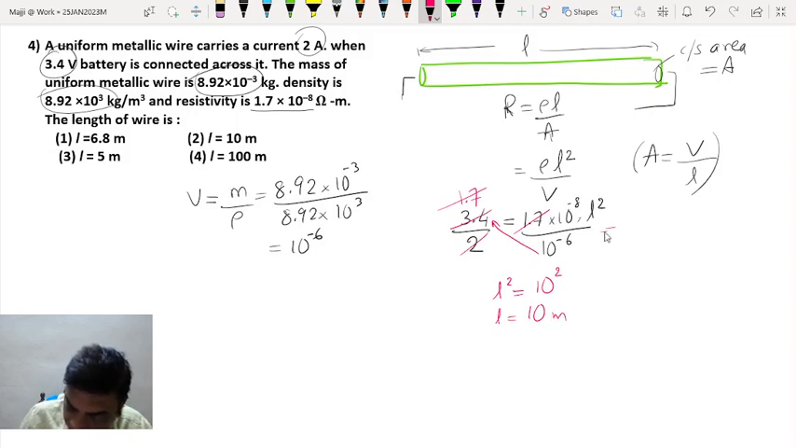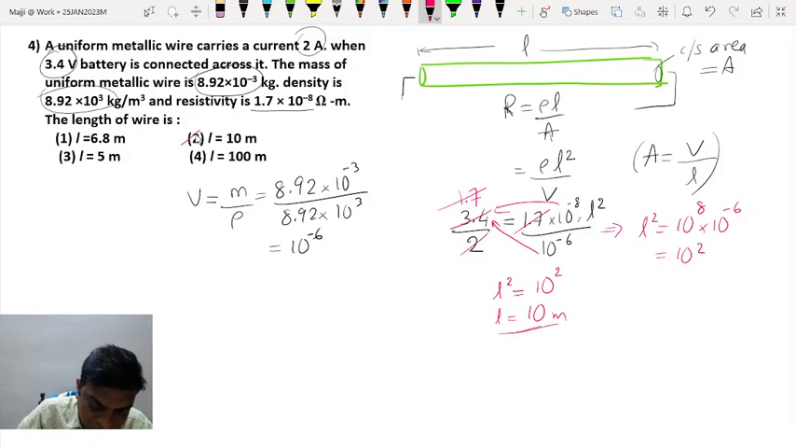Okay. L square will be 10 power plus 8, and this 10 power minus 6 goes to that side. So that is 10 power 2. So L is equal to 10 meters.